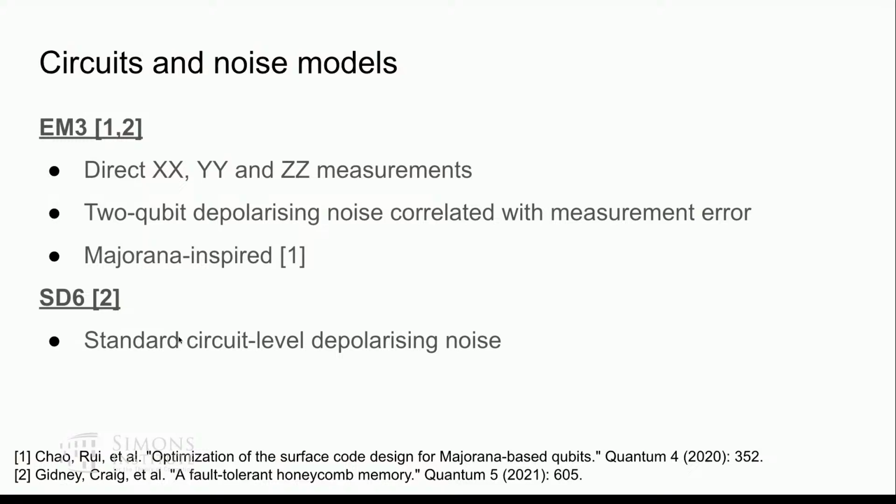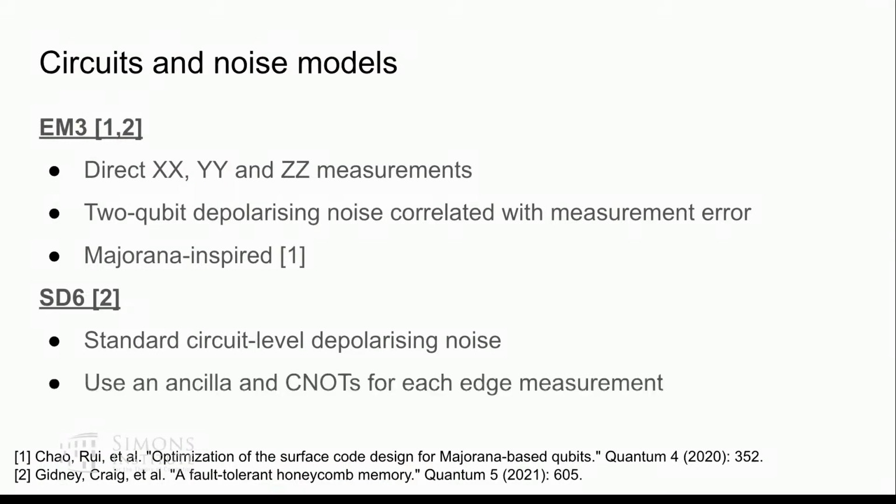And it's a sort of Majorana-inspired noise model. And we also consider this SD6 noise model, which is a standard circuit-level depolarising noise model, where we use an ancilla and CNOTs for each edge measurement. So this noise model is more standard, but also much less advantageous for Floquet codes.